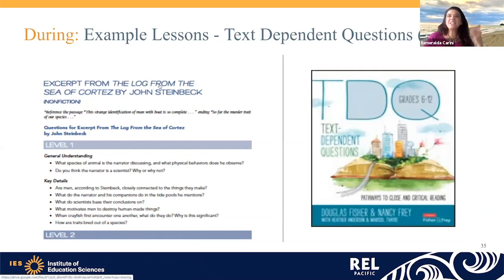Okay, so let's take a look at an example from their book. This is a wonderful resource, both elementary and secondary. This comes from their 6 through 12 book of text-dependent questions. And here's a science lesson, right? So let's take a look at the levels of questioning that you see. What I want you to think about when you're looking at this is start to see how some level 1 questions might be what people would consider level 2 or level 3, right? So kind of take a look at that.